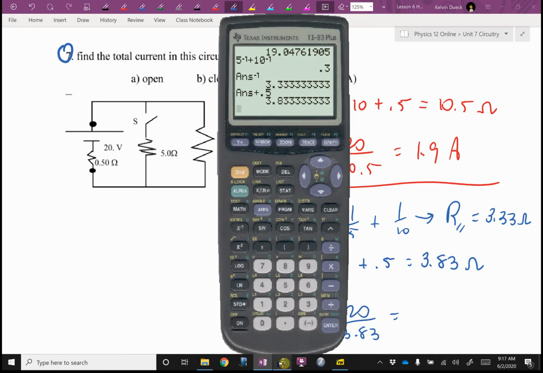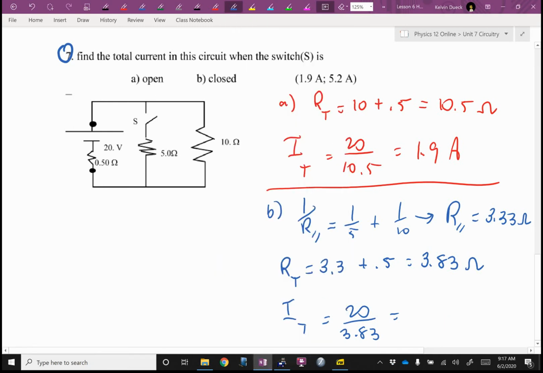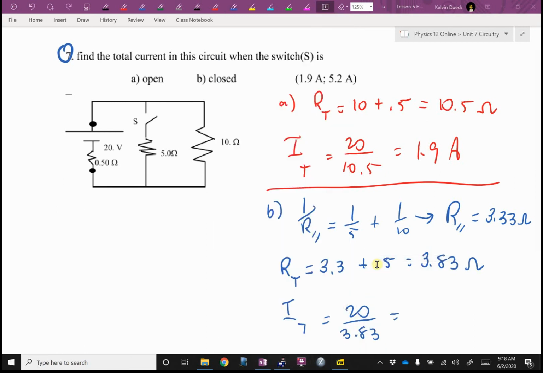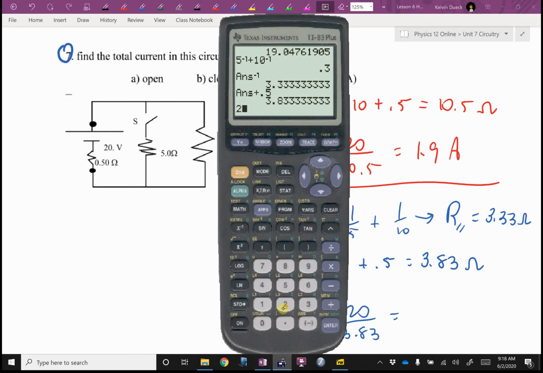Did I read my own writing wrong? No, I didn't. 1 over 5 plus 1 over 10, and then reciprocal. Yeah, this works. Let me pause for a second. Sorry, having a brain cramp there, but I'm back.